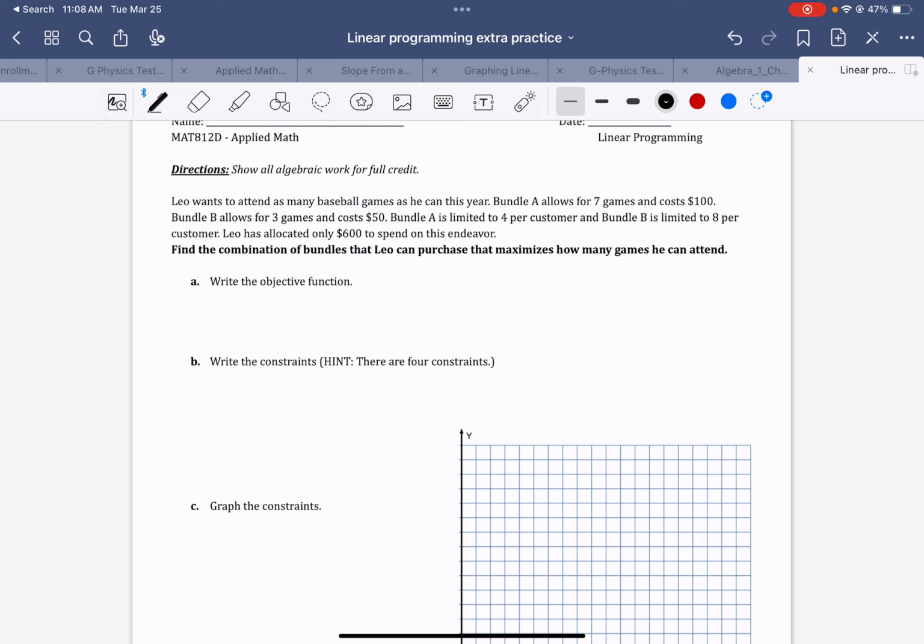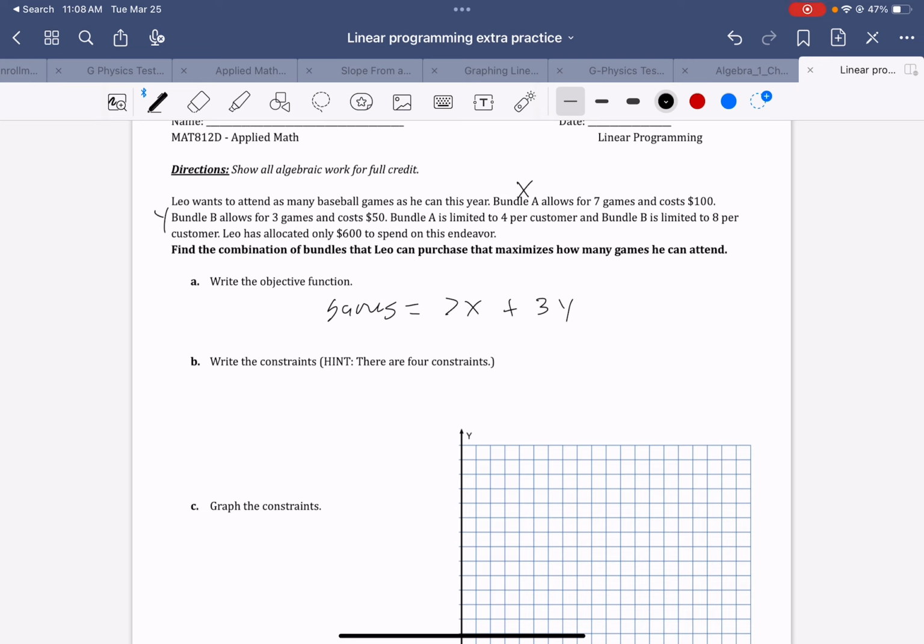So we're finding the combination of bundles. Our 2 variables are going to be the number of bundle A's and the number of bundle B's. And the thing that we want to maximize here is not cost, it's how many games he attends. So his number of games is going to equal the amount of bundle A's he gets times 7 plus the amount of bundle B's he gets times 3, because each bundle A lets him go to 7 games, each bundle B lets him go to 3 games. So this is what we're trying to maximize.